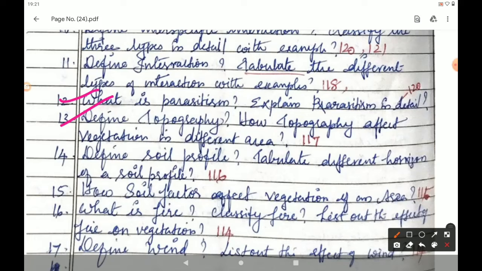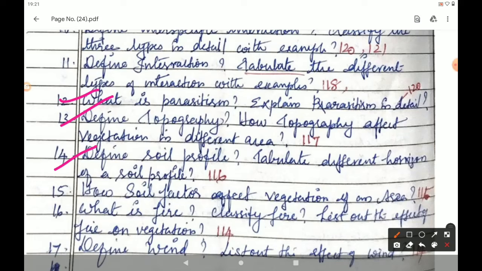The next question is the 14th question. Define soil profile. Tabulate different horizons of the soil profile. Page number 116. Answer is given in page number 116. Soil profile. Soil is commonly stratified into horizons at different depths.